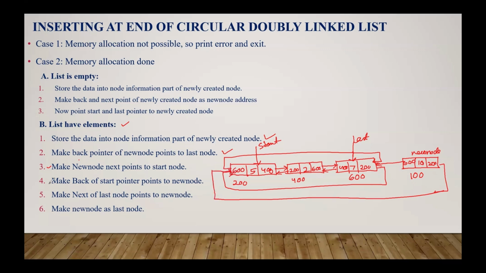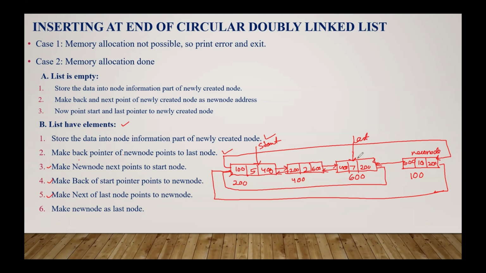Okay. Then the next line: make the back of the start node point to the new node. The new node's address is 100. So we have to remove this one. When we remove it, the connection is also removed. So now we have to store which value? 100. If we store 100, now this pointer is established.